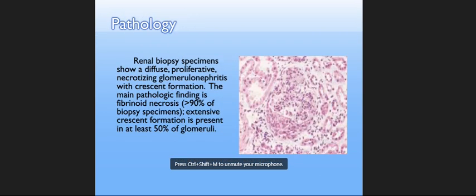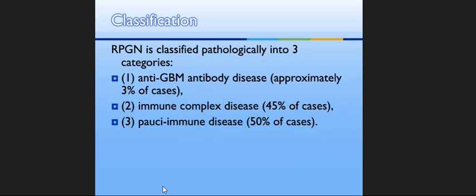Pathology, again, is not yours, but you have to have a small idea. It is a renal biopsy specimen. It shows diffuse proliferative necrotizing glomerulonephritis with crescent formation. Crescent formation is a very bad prognostic sign. Rapidly progressive, again, is the worst. RPGN is a horrible term.